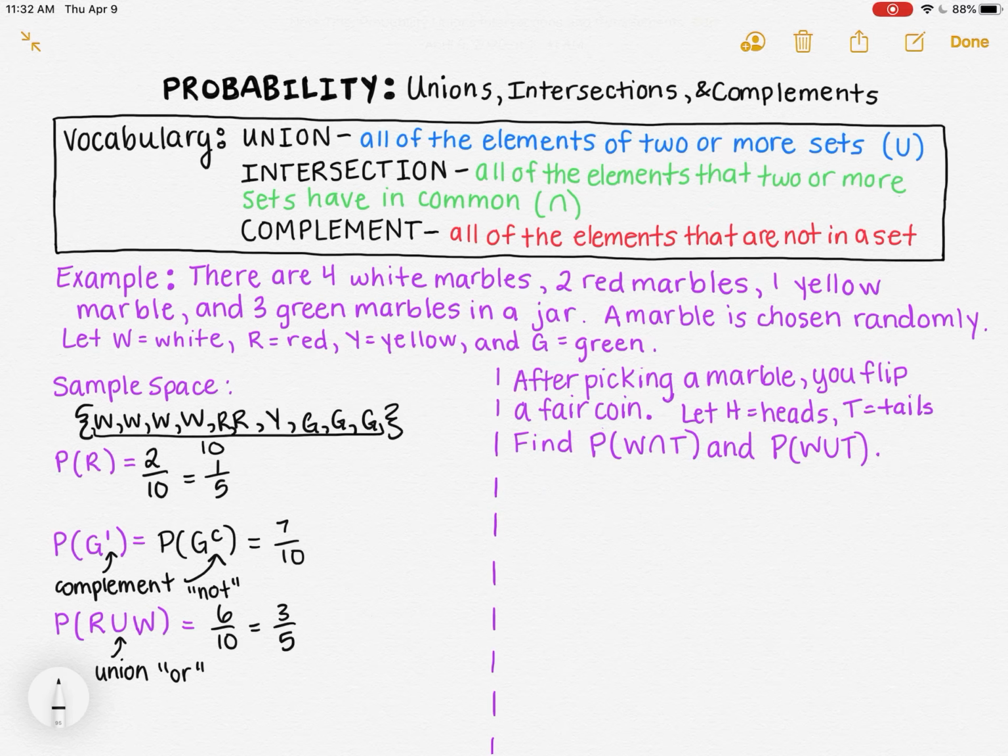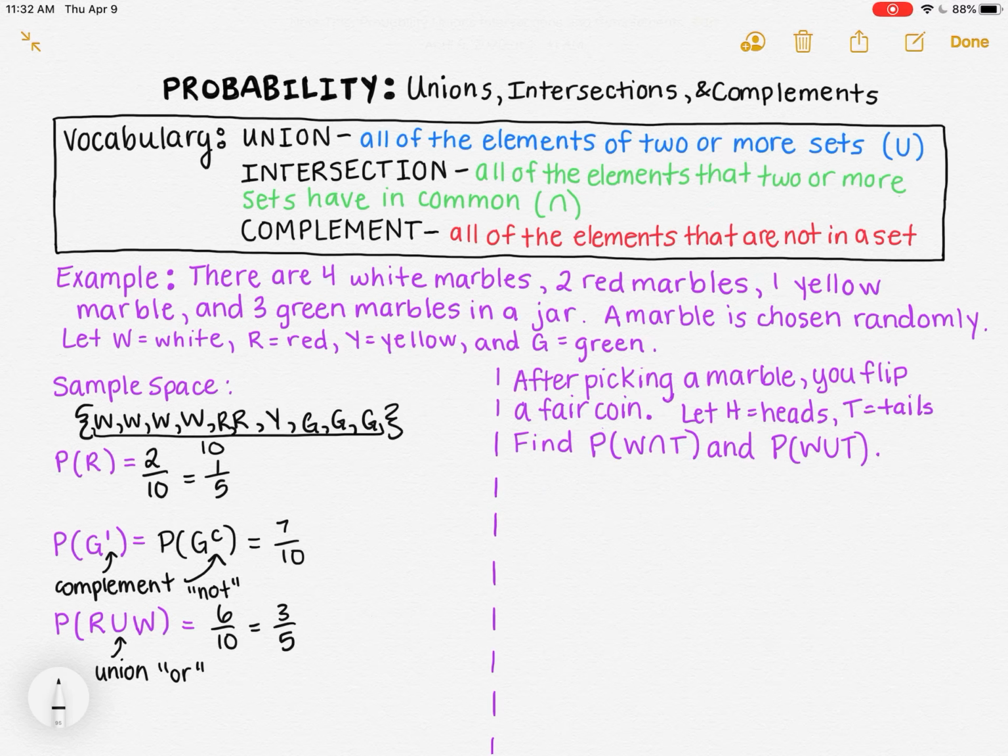So now we're adding in another component. It says after picking a marble, you flip a fair coin. Let H equals heads and T equals tails. We have 2 different probabilities to find. Okay, well, before I even dive into that, I want to rethink my sample space.